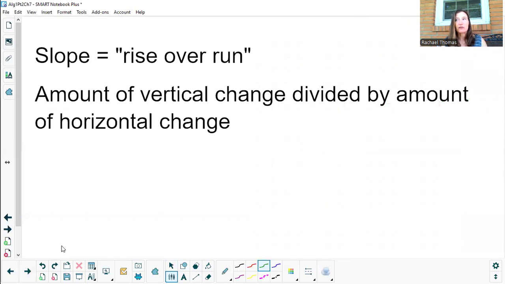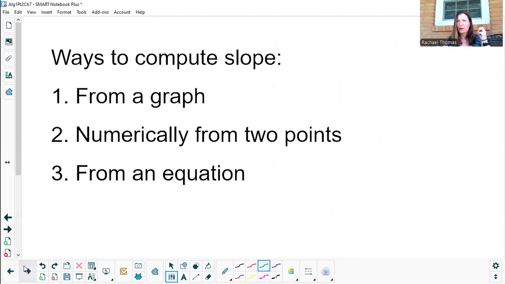Slope is usually measured as a fraction. Rise over run is a classic way to think about it. The number that represents the vertical change is on the top of the fraction, and then the number that represents the horizontal change is on the bottom of the fraction. There are 3 ways to compute slope. You can look at a graph, you can find it numerically between 2 points, or you can find it on an equation.